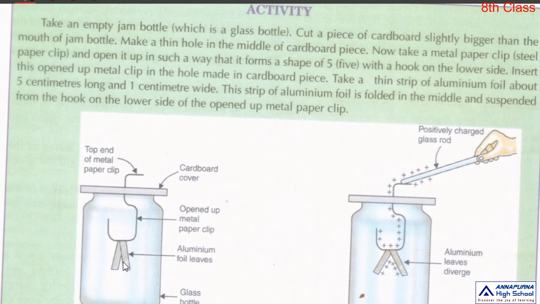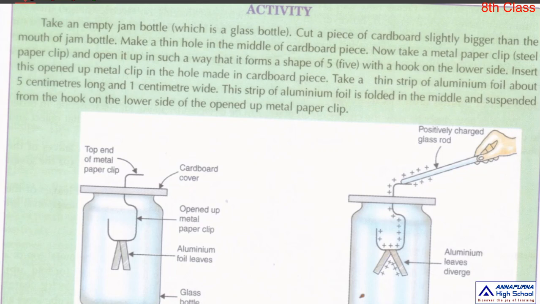And a cardboard sheet is taken. Make a small hole, pierce a thin small hole at the center of the cardboard sheet, and pass the paper clip. Insert the paper clip through the small hole as shown in the figure, such that the hanger on which the aluminium foil is inserted is in the downward portion, and the other end is at the upward portion. Like that it is inserted into the cardboard sheet.